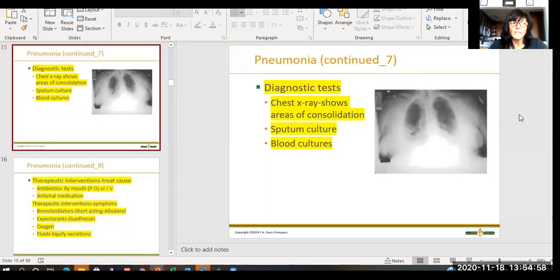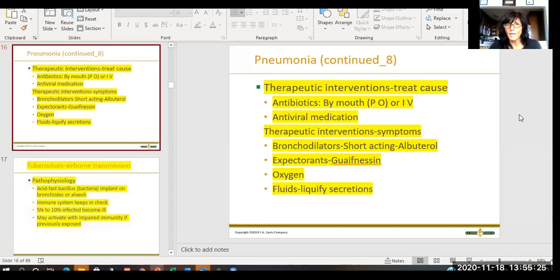Okay. How do we diagnose it? A chest X-ray works great for this because we can see what's called areas of consolidation. And consolidation within the lung is an area of that inflammation and all that mucus, that thick mucus. So we can do sputum cultures, we can do blood cultures. If we're doing a blood culture, then we missed that infection and it's now generalized. That's pretty bad, okay?